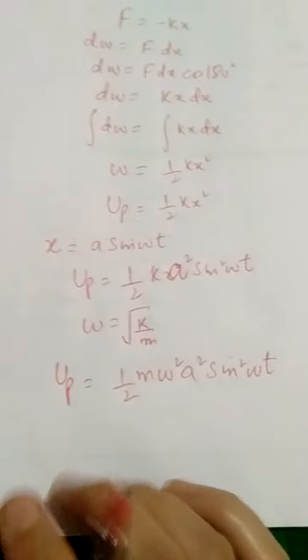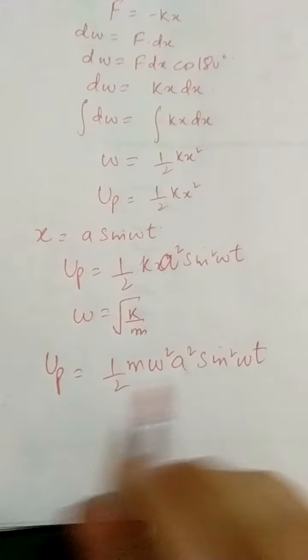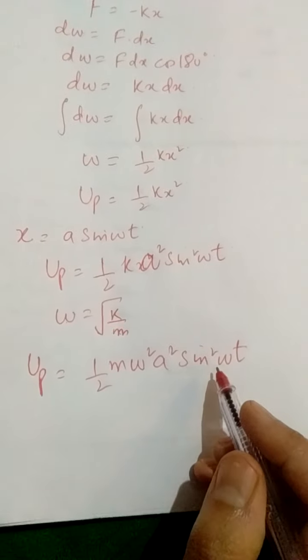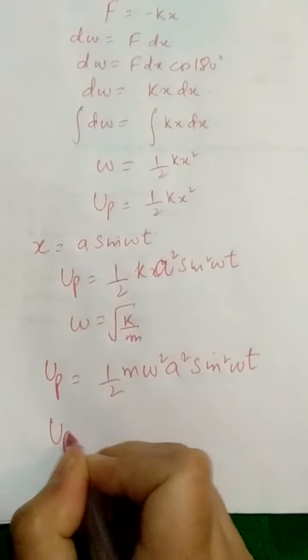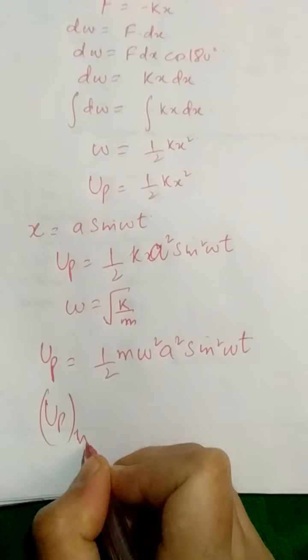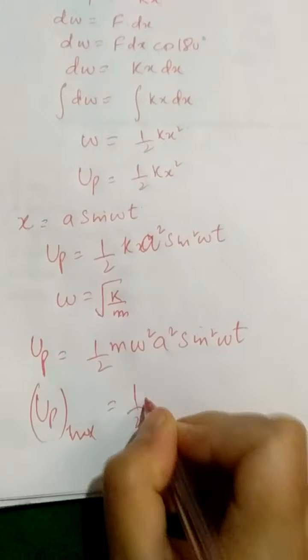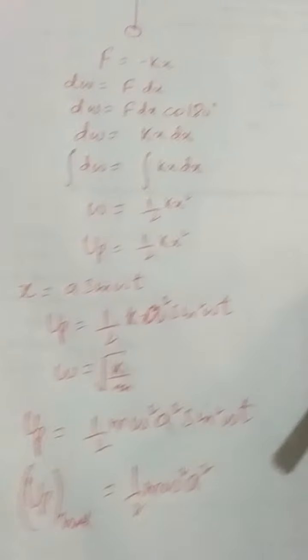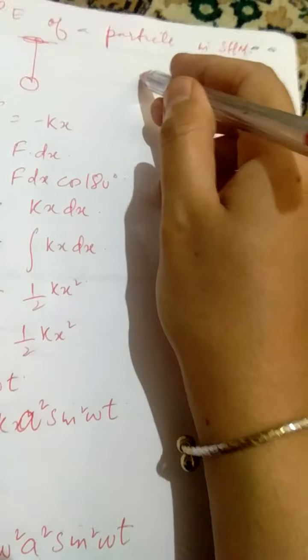And what will be the maximum value of this potential energy? It will be when sine will acquire its maximum value. And we know that maximum value of sine is 1. So UP maximum value is half of m omega square a square. That's it. Now let us go to the kinetic energy part.